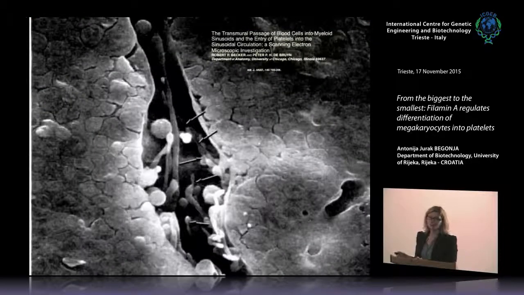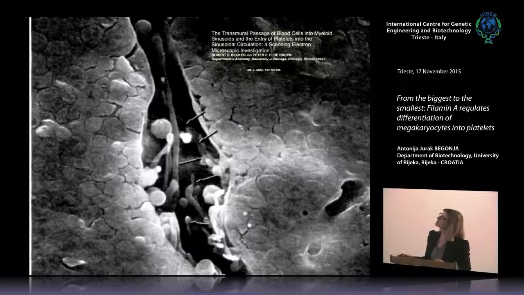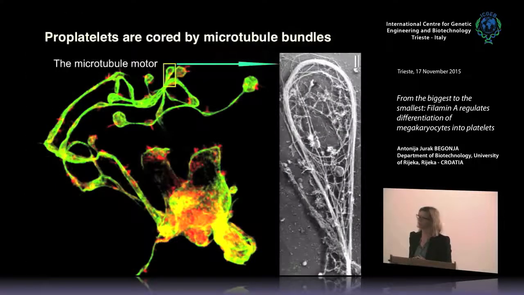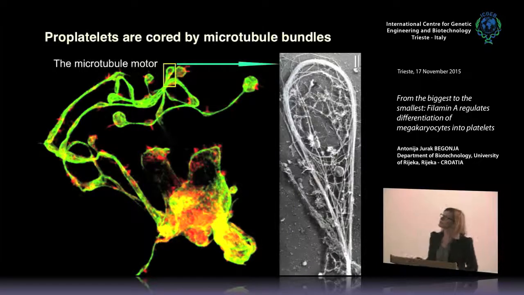Many investigations have found these proplatelet projections in a bone marrow sinusoid. This is scanning electron microscopy that many years ago observed the proplatelets extending through the junctions of endothelial cells into the vascular lumen of vessels. So what are the major motors that drive this process?